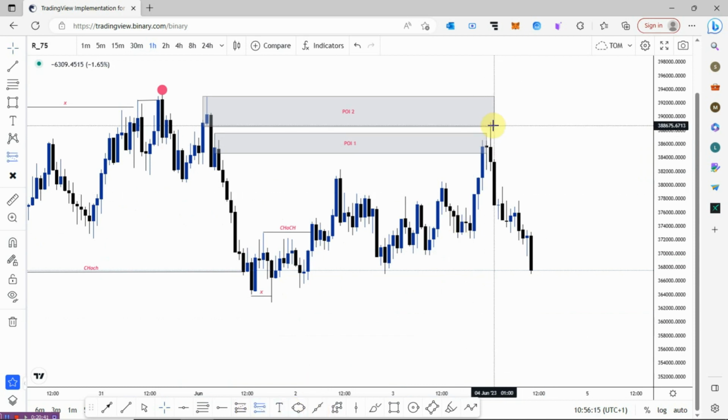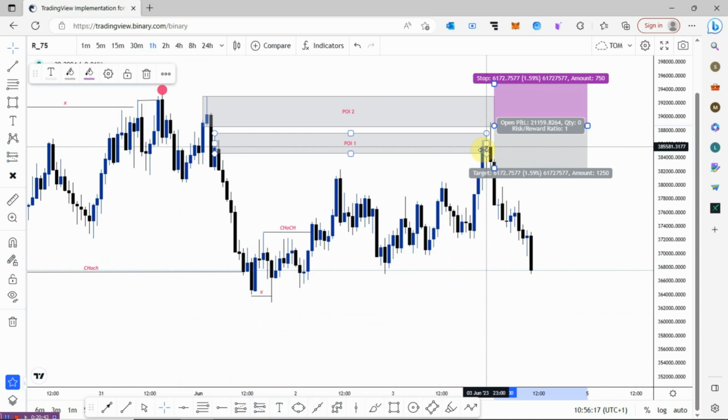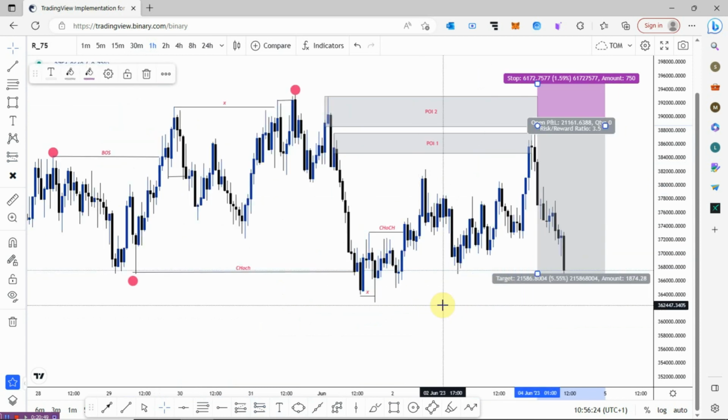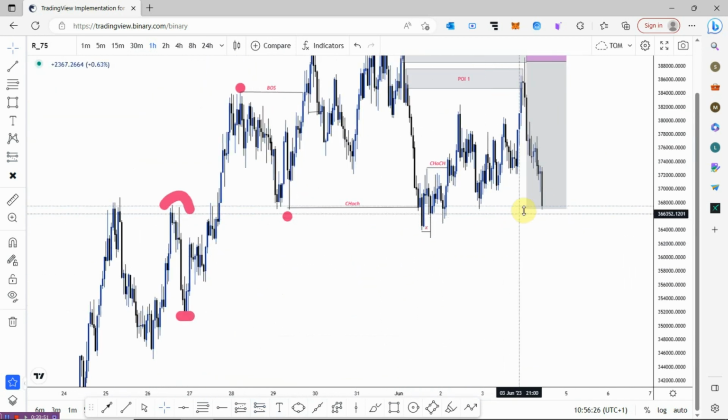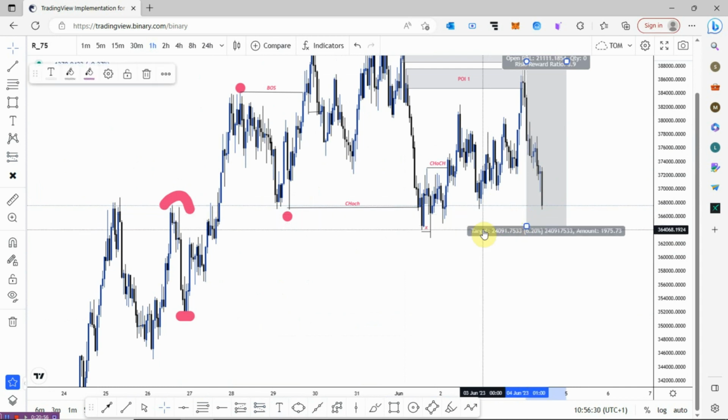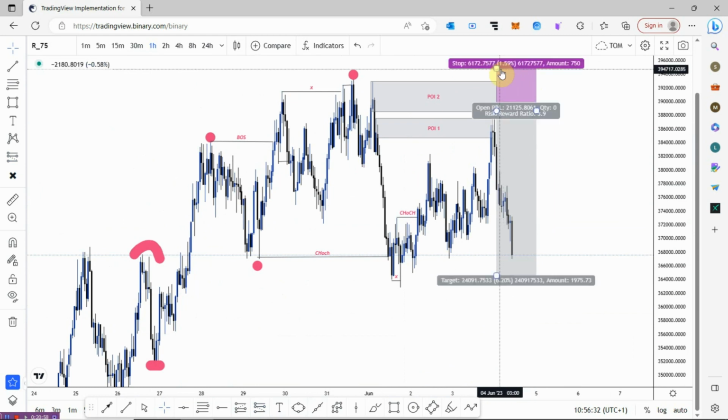But I added more position after price. I saw the rejection from here. I added some position here, which I've already closed. And then this trade is going to run for a number of days, but you have to always minimize your greed.